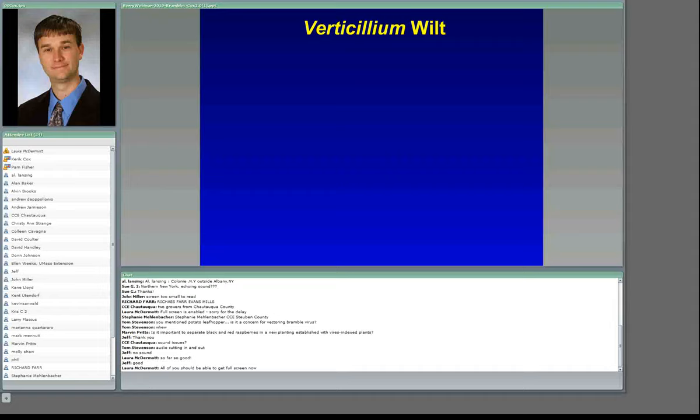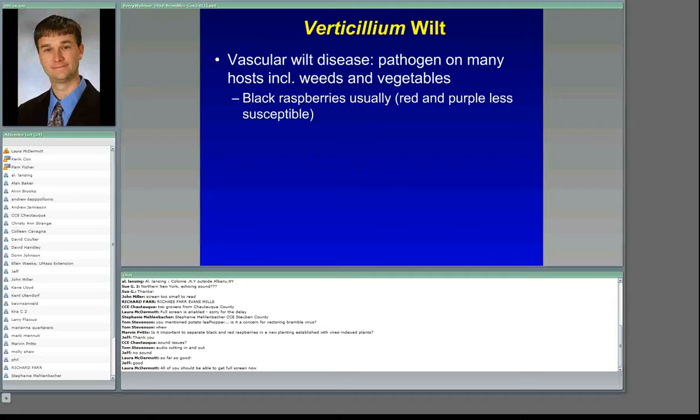Verticillium wilt. It's a vascular disease, meaning that it ruins the vascular tissue and is going to end up causing a wilt. Whenever the vascular tissue is hampered, you can expect that plants will begin to wilt. It's a pathogen on many hosts, including a lot of weeds and vegetables.